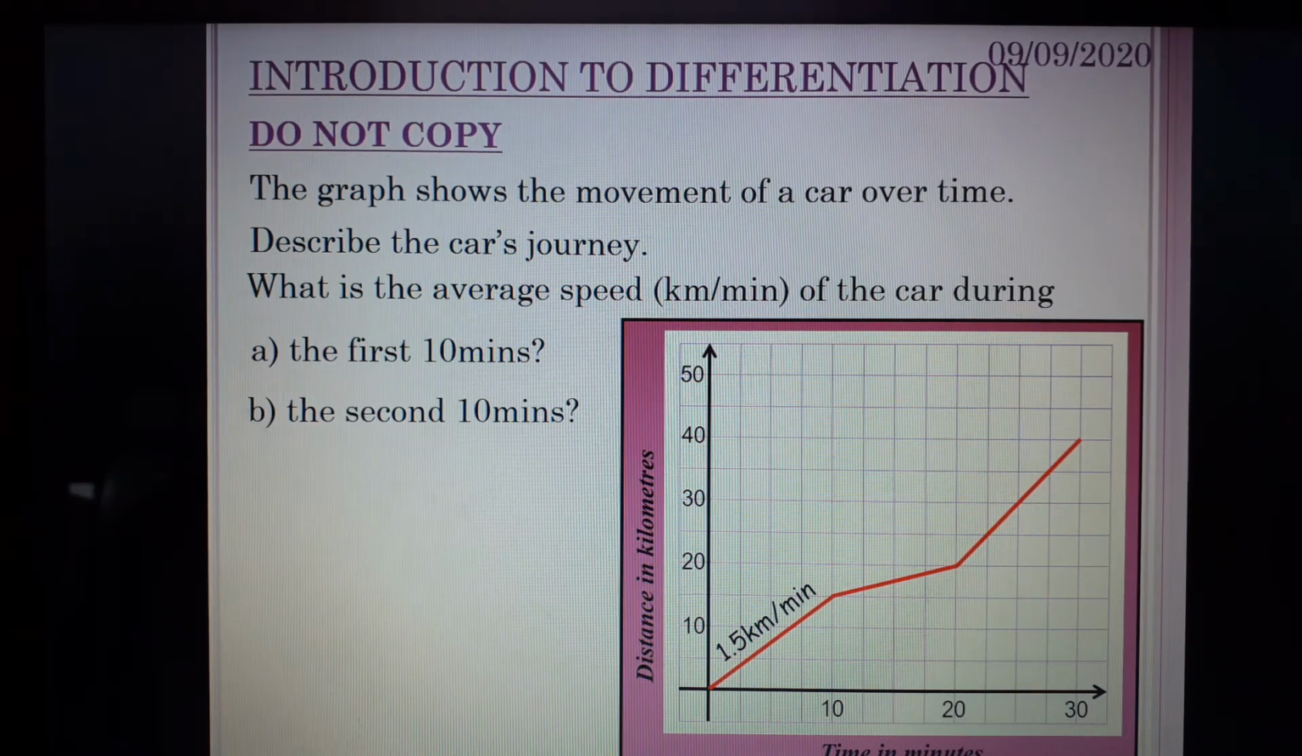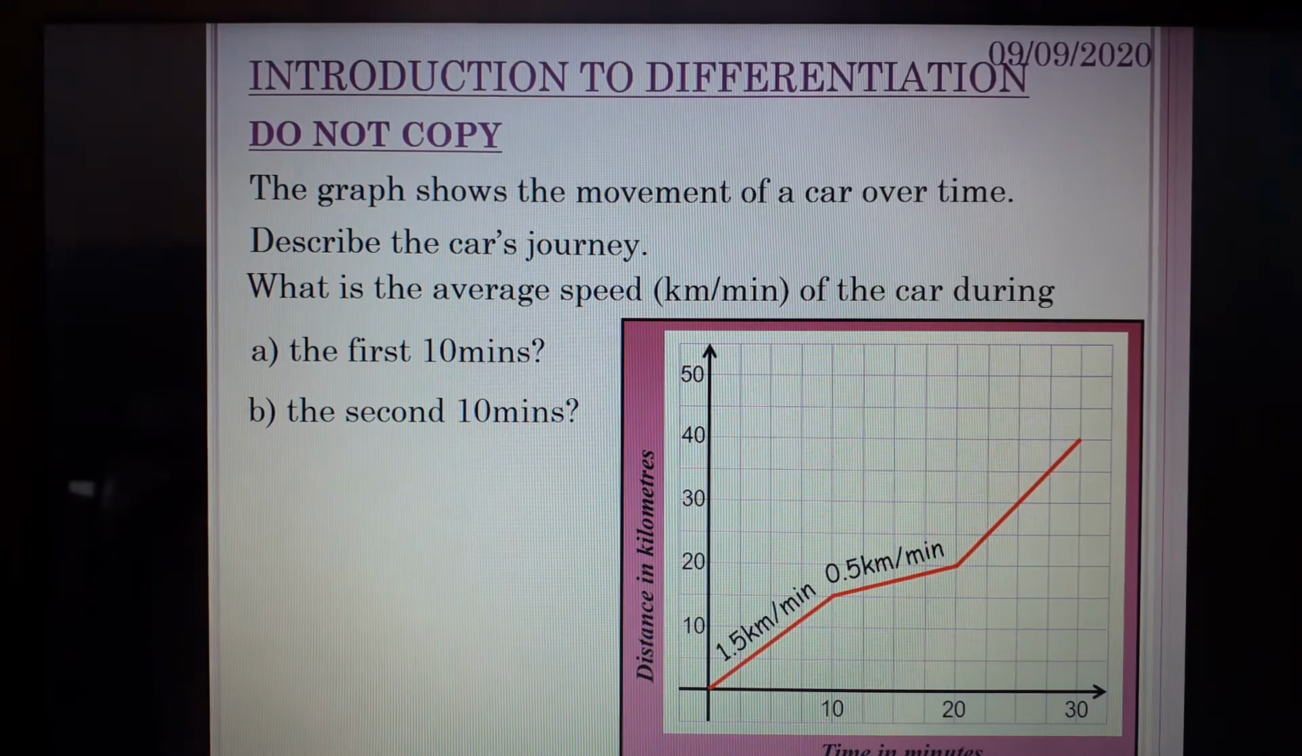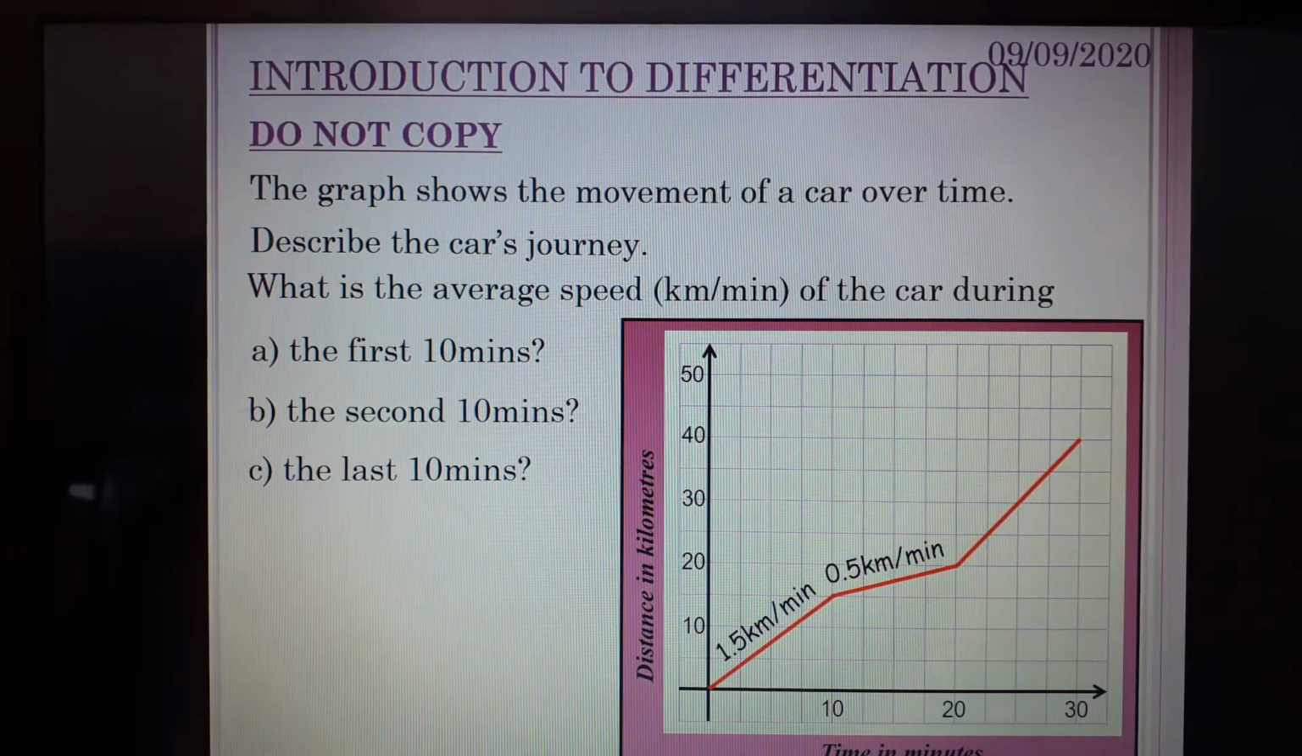The next 10 minutes, and that would be the distance divided by the time for that next 10 minutes, 0.5 kilometres per minute. And then the last 10 minutes would be 2 kilometres per minute. Now we can see here, also just worth noting, that the speed is increasing as the slope of the graph is increasing as well.